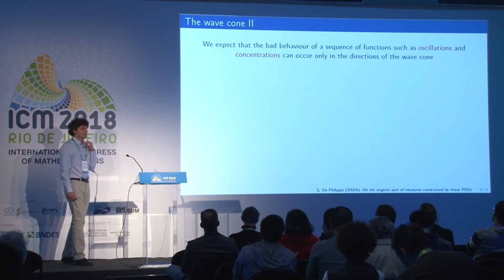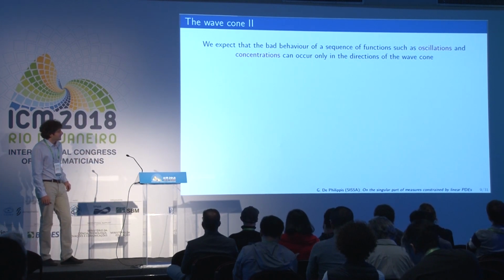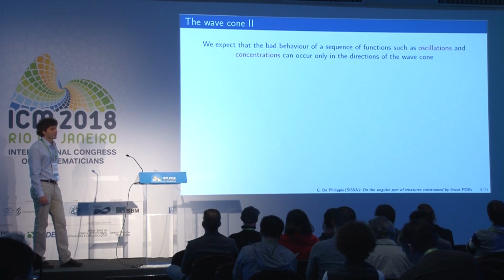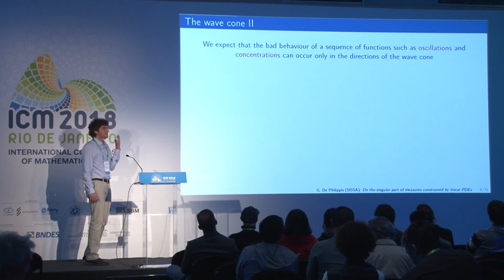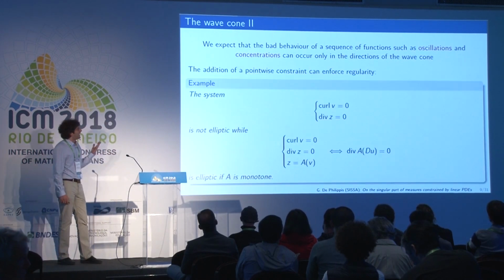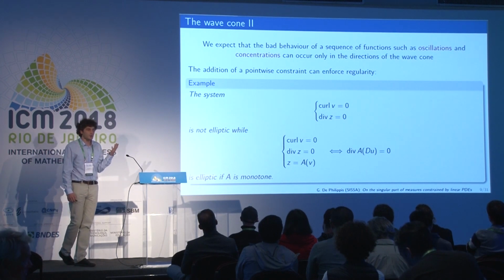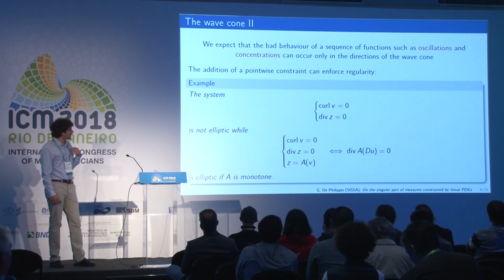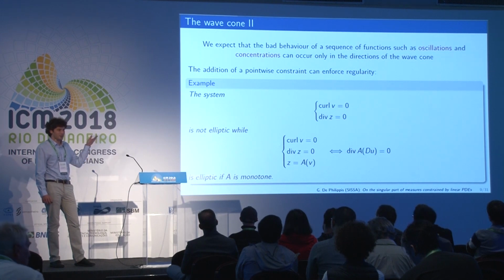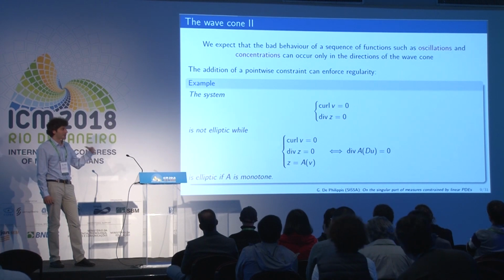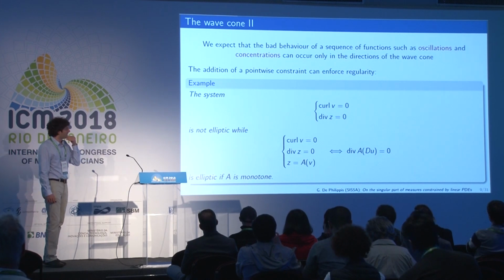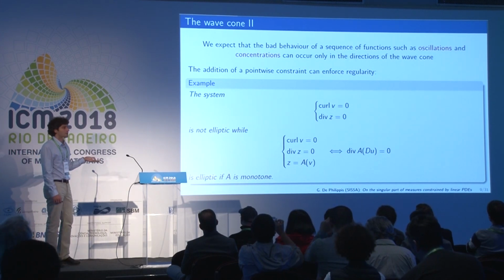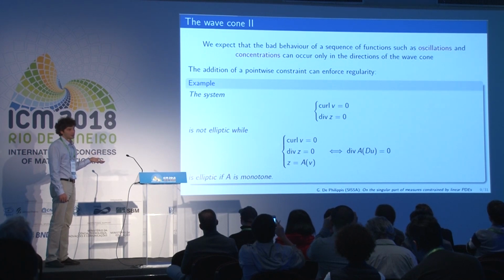So because of this loss of ellipticity, somehow we expect that the bad behavior of a sequence of functions, like I was saying, oscillation or concentration, can only occur in the directions of the wave cone. And then, since I was saying that a lot of nonlinear PDE can be seen as a coupling of a linear PDE together with a pointwise constraint, it can happen that the pointwise constraint prevents the state from taking values in the wave cone, and now this can give you a gain of regularity, or if you want, of ellipticity.